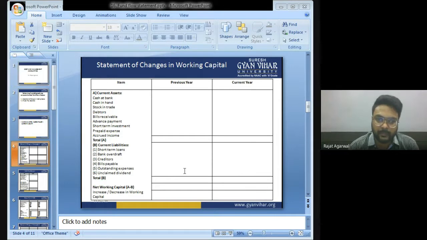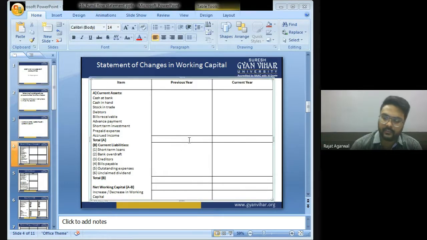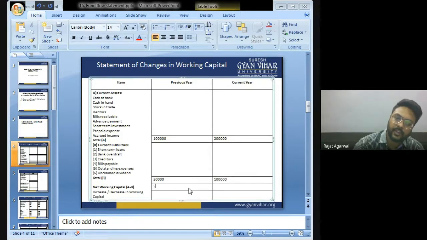Suppose, for example, the total here is 1 lakh, and here 2 lakh. The total of B is 50,000 and here it is 1 lakh. So working capital is 50,000 and here 1 lakh.